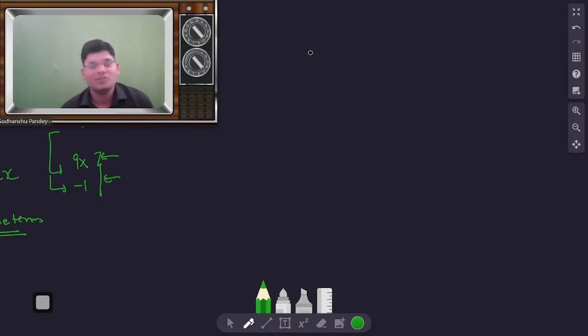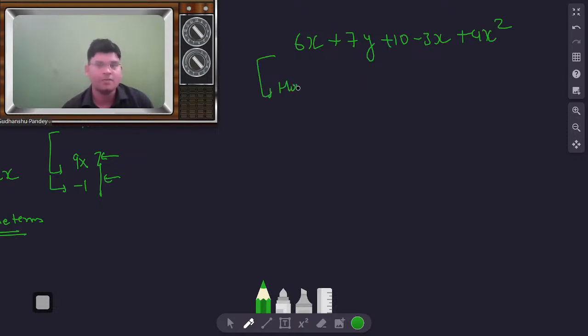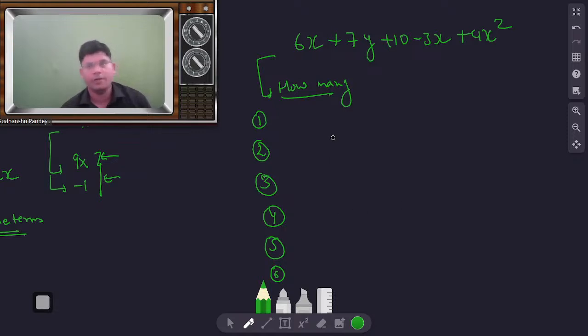Okay. So how many terms are there in 6x plus 7y plus 10 minus 3x plus 4x square? The question is how many terms are there? Please do it in your notebook and tell me the final solution. All the terms that you know. How many terms are there?